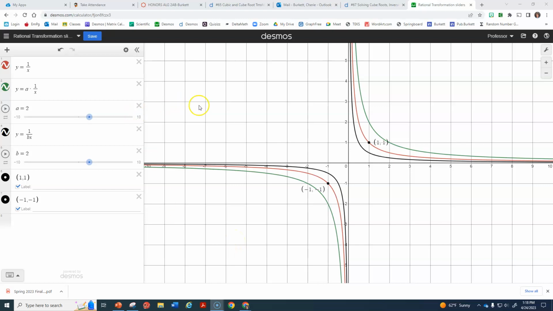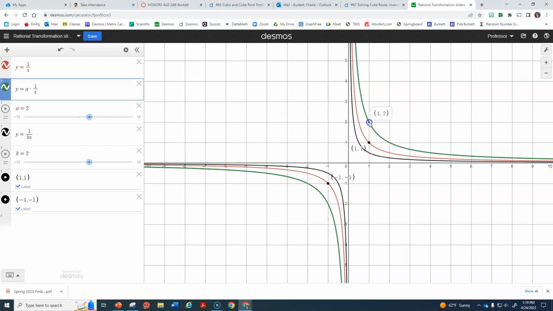So notice that the red graph is still the one that passes through the point (1, 1) and (-1, -1). That's your parent function. I made the value of a be 2, and it's the green graph. So that graph moved away from that point. It stretched. What happened was it stretched taller.